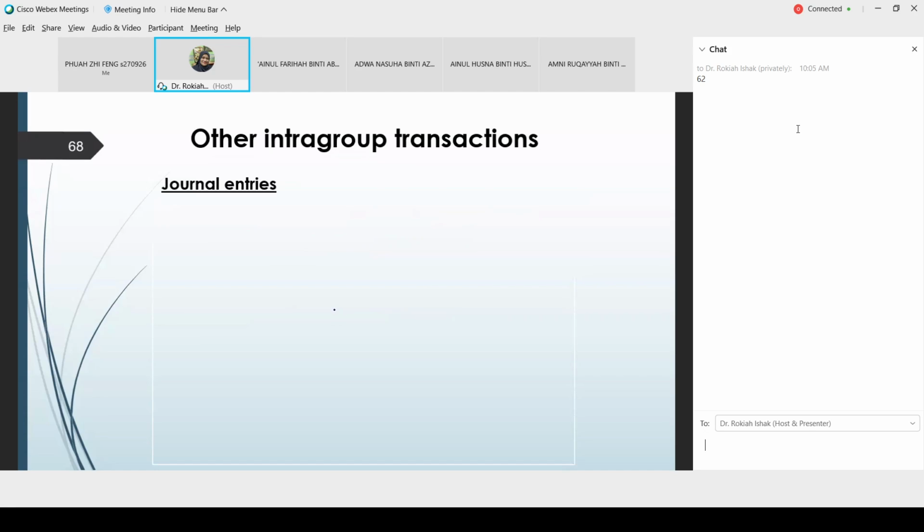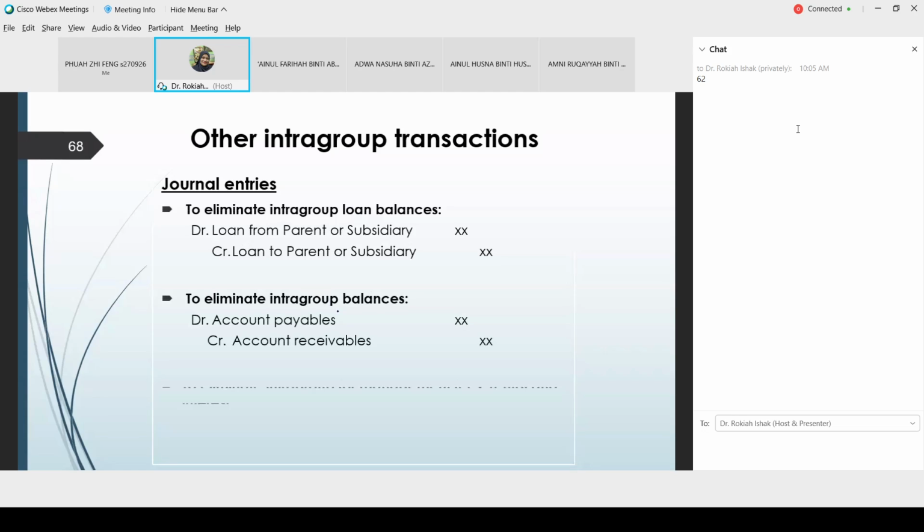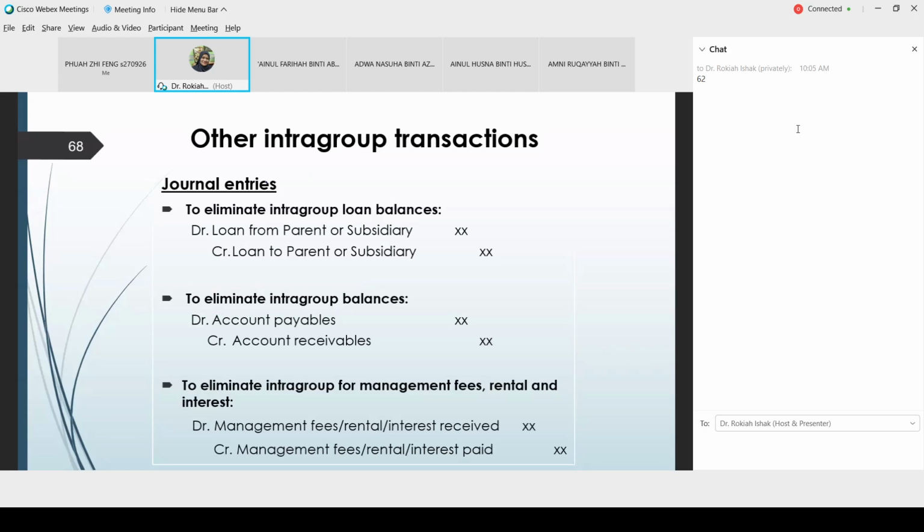Then we have another example, the journal entries for the intra-group transactions. The first one relates to the loans. Loan balance: let's say the parent provides a loan to the subsidiary, let's say 10,000. When you want to eliminate it, debit loan from, credit loan to. Just loan debit from, credit to, from the parent or from the subsidiary to the parent or to the subsidiary.